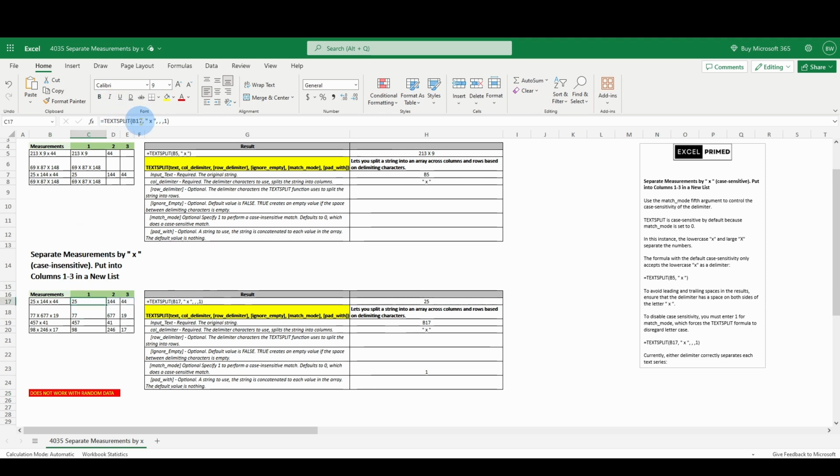Recognize the B17, X is our delimiter, and we go over to the fifth argument, and that would be our match mode. 1 is case insensitive. What does that mean? That means any X's, we're going to be able to split apart. That's why we have this consistent flow or separation between measurements. 25, 144, 44, and 123 is just self-inputted.